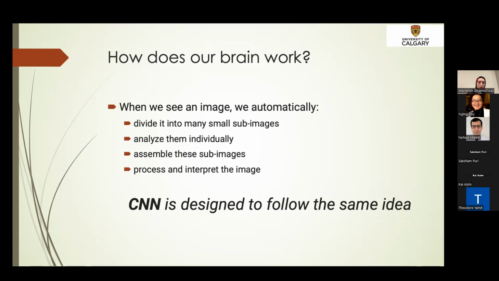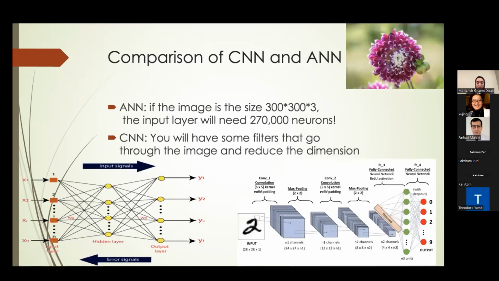As I said, we want to follow how our brain functions when it sees a picture. For example, if you see a bicycle, you automatically divide it into sub images. Your mind does that, of course. Your mind divides it into some sub images, analyzes them, and then assembles the sub images, and then says, oh, it is a bicycle, but you never know what's going on in your mind. CNN does the same.